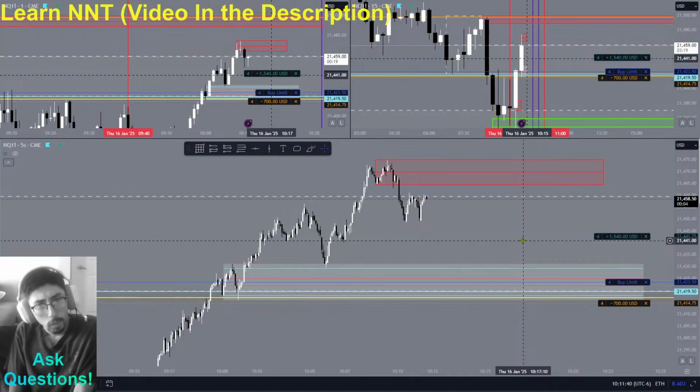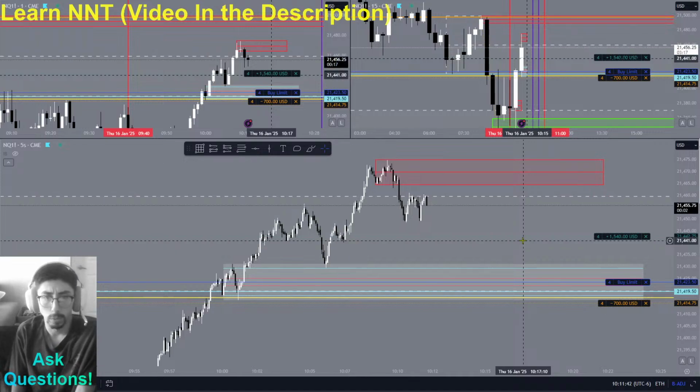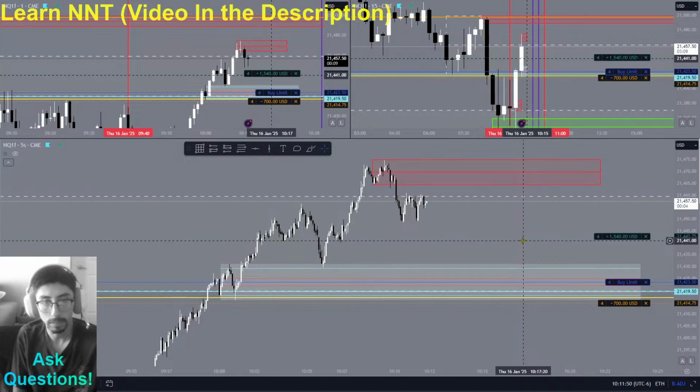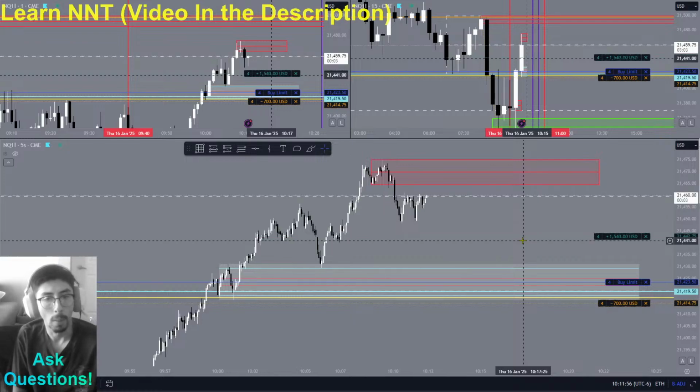I'm liking this play more and more. Typically, when we do swim at 50%, it tells me that this zone has already been mitigated. It's not valid anymore. We're respecting the zone above by floating around it.